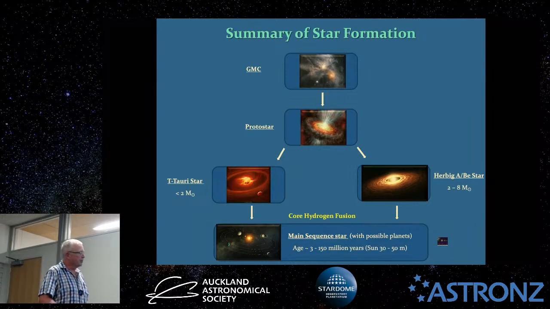As I've mentioned here, of the ages, how long does it take, what's the range? Some of those really massive stars can be up and running in about 3 million years, so the range is from 3 to 150 million years, and our sun somewhere between 30 and 50 million years to develop from woe to go.